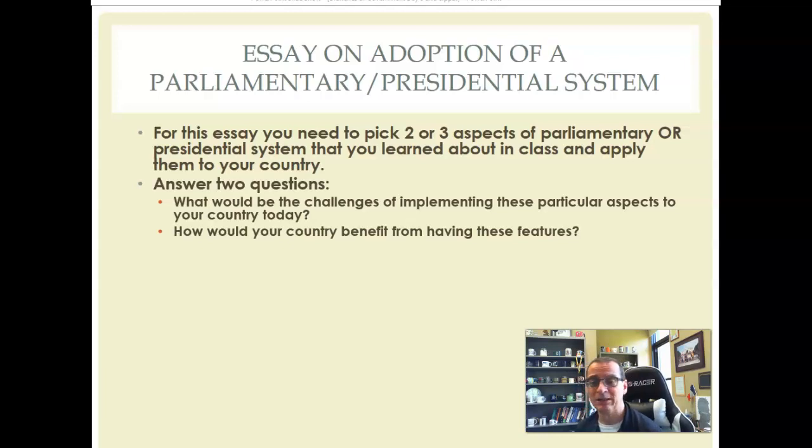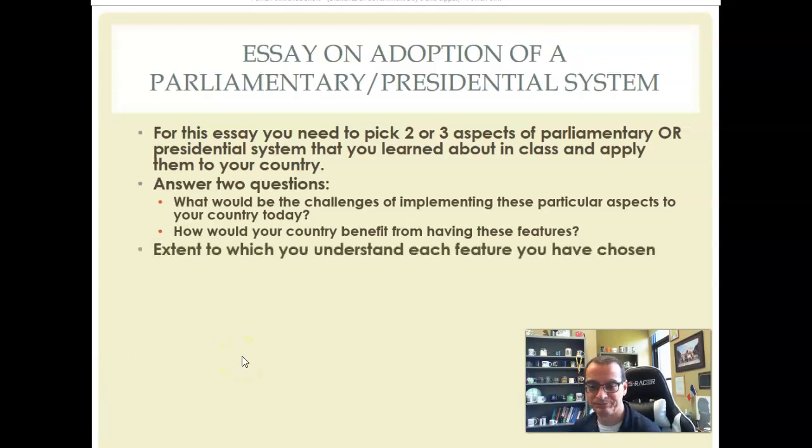In addition, the second part of the content will be how would your country benefit from having these particular features. So how would question time be beneficial to the U.S. political system, or some other presidential system that you are adapting parliamentary aspects to. So this is the content of it: the challenges, the difficulties associated with implementing them, and then what are the advantages or benefits of having these particular features adopted to your country.